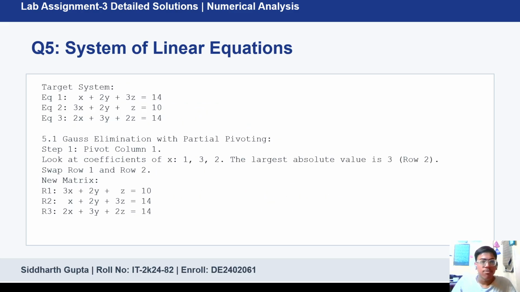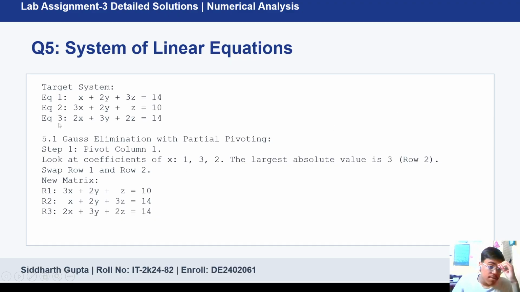Now coming on to the fifth question, we need to solve this system of linear equations using Gauss elimination with partial pivoting, Jacobi, and Gauss-Seidel method. First we will be solving this using Gauss elimination with partial pivoting. First we will pivot the first column. What does pivoting mean? Pivoting means placing the largest element at a diagonal position.